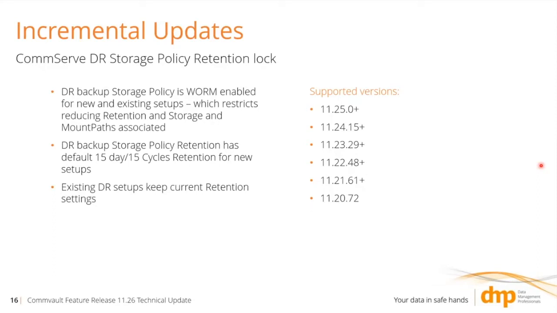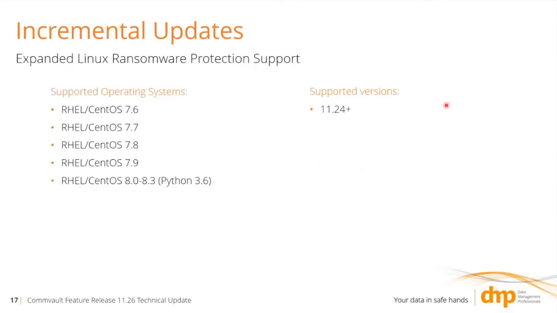And I already told you in the beginning, some things are being backported into previous feature releases. This feature is supported now from 11.20 and up. So that is one of the features which is actually being backported. There's expanded Linux ransomware protection from 11.24 and later. The list of Red Hat and CentOS versions are now from 7.6 and forward.